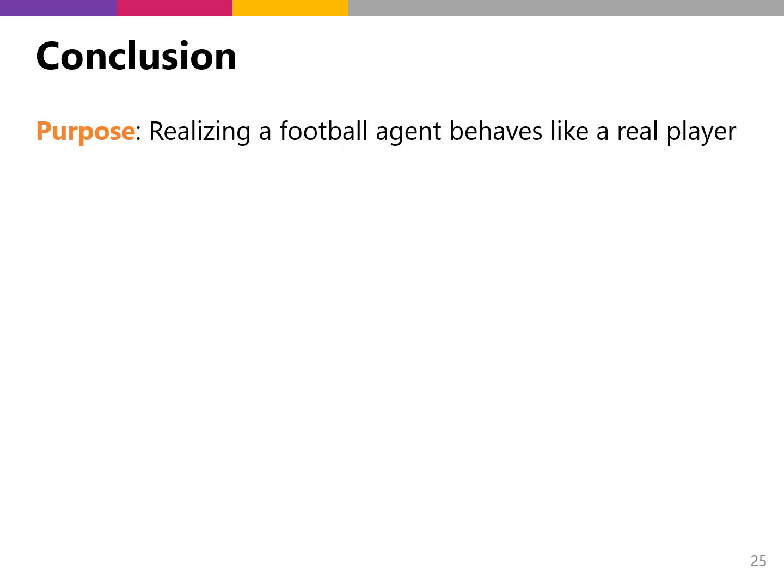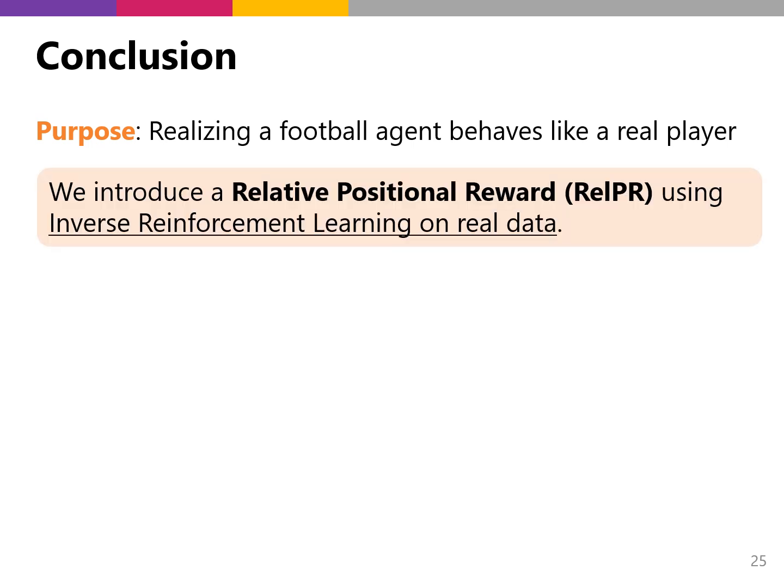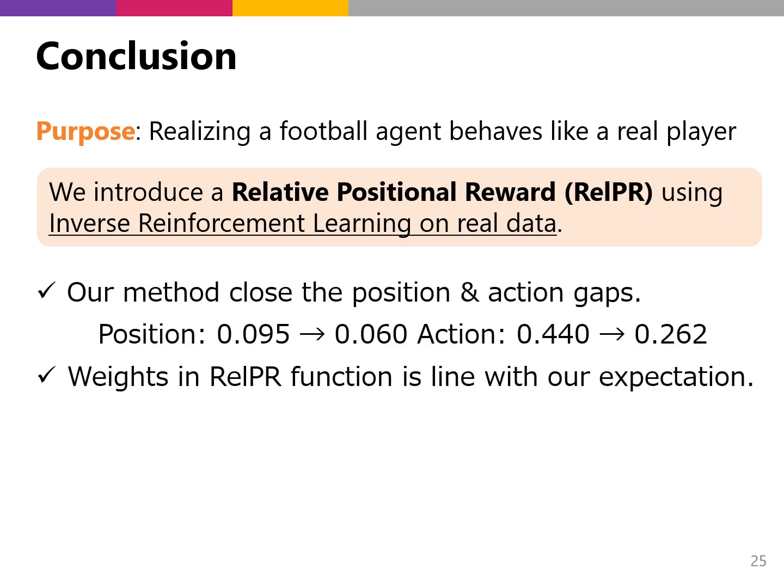Finally, I summarize our purpose and contribution in this paper. Our purpose is to realize football agents that behave like real players. We propose relative positional rewards using inverse reinforcement learning on real data and a position-weighted shooting reward. Our method closes the gap in positions and actions between agents and real players. Compared with conventional methods, our method gets the best result. Moreover, weights in the proposed function are in line with our expectation.